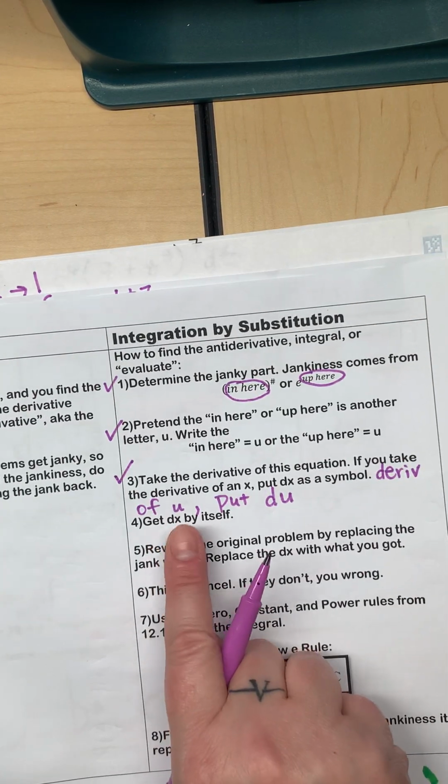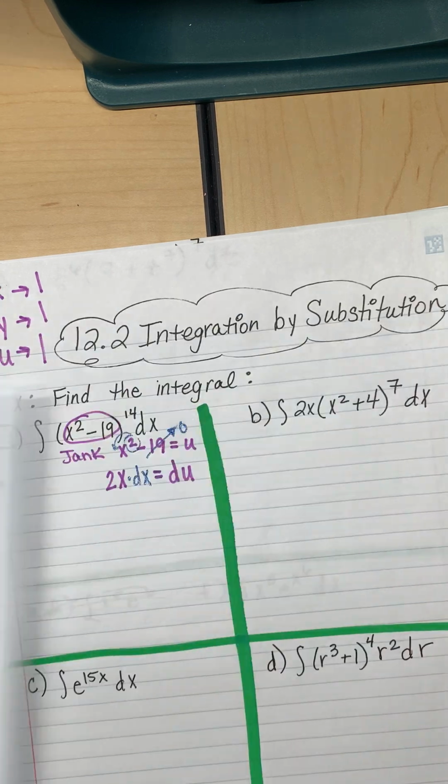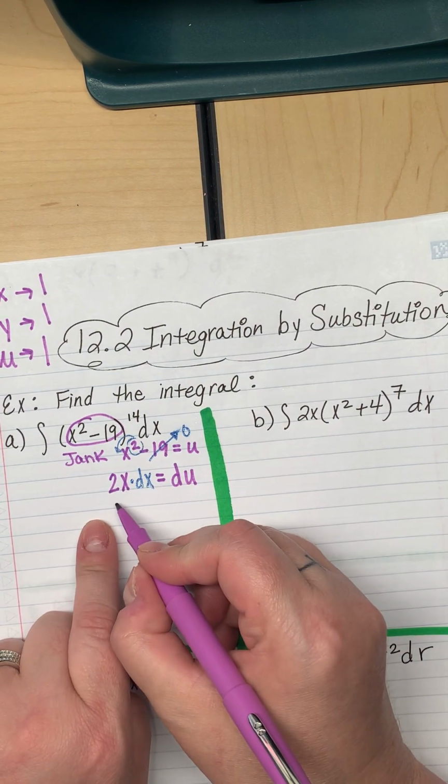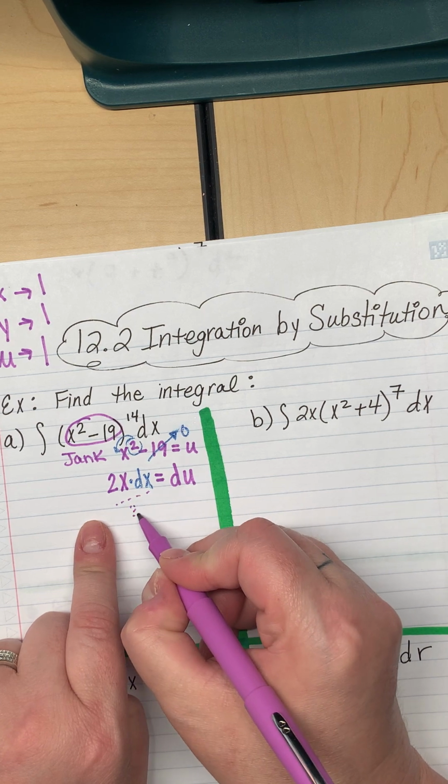Step 4 says get the dx by itself. So if I want to get the dx by itself, I'm going to divide by 2x.